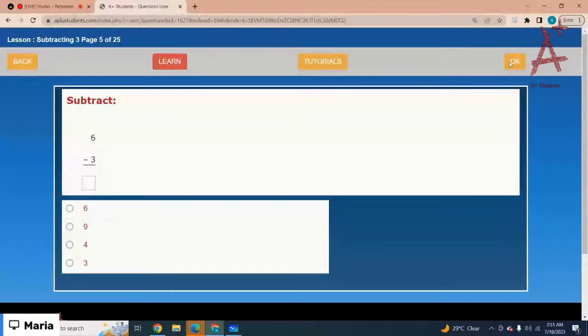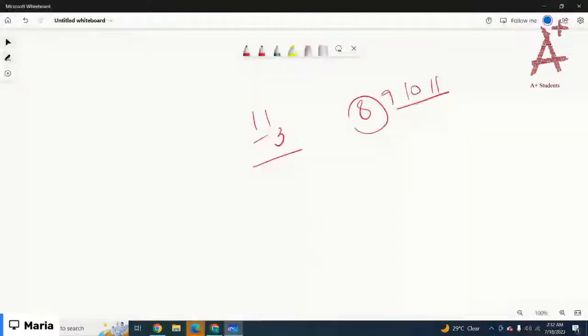Okay, the next one is 6 take away 3. So start with 6 and go back 3 numbers. So which is the correct option? Three numbers, the answer is 3. 6 take away 3 is 3. So the correct option is 3.